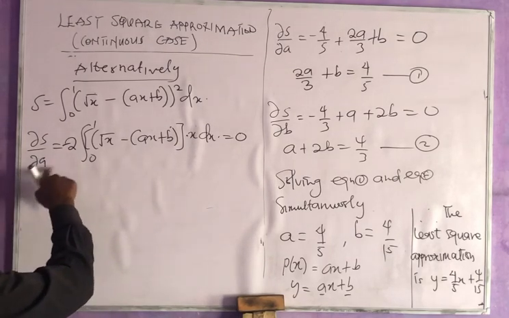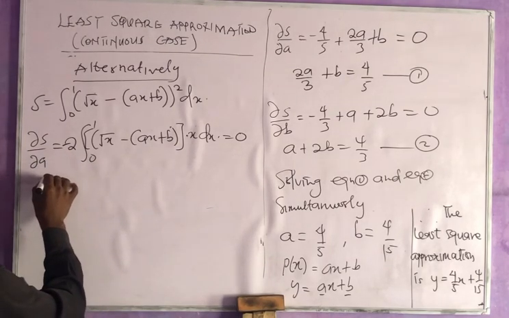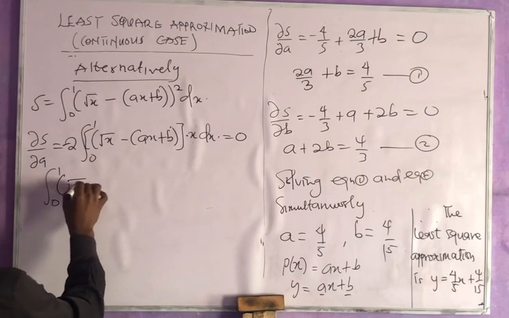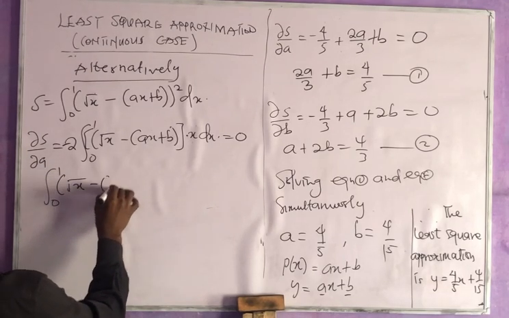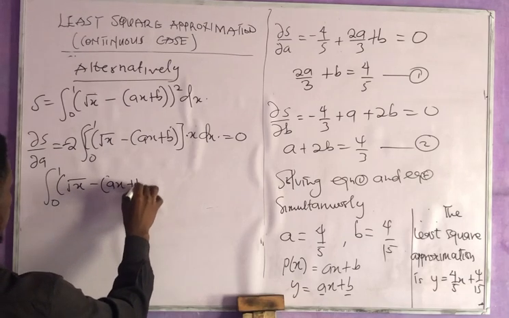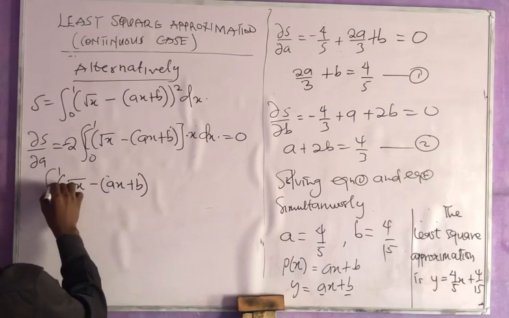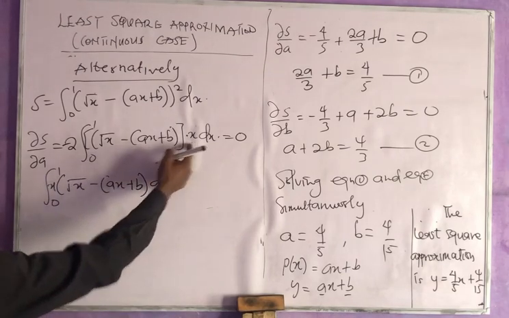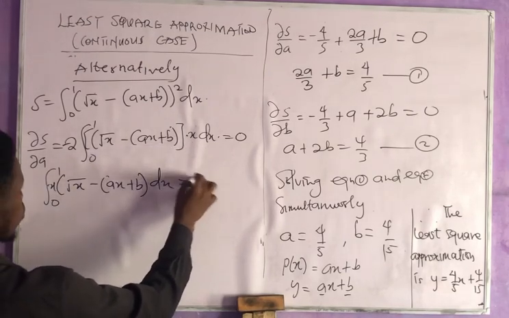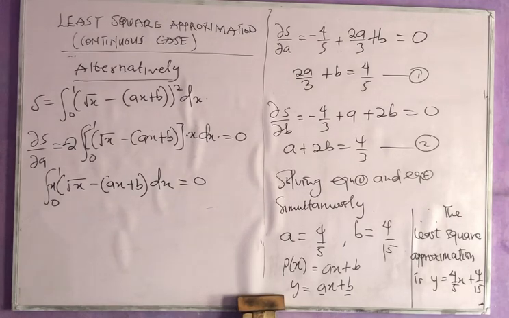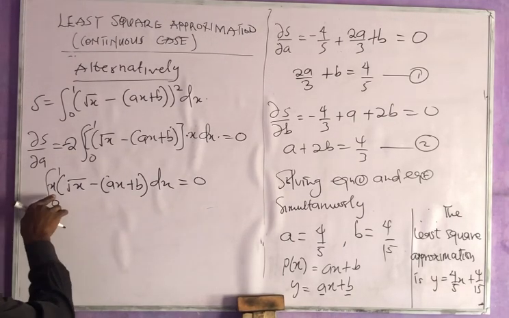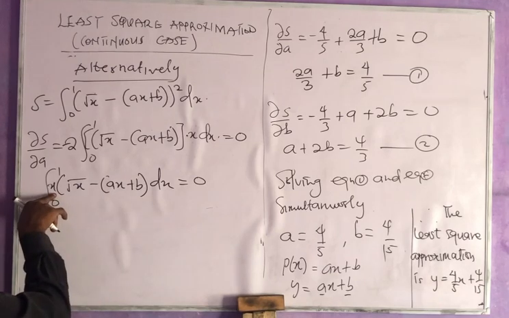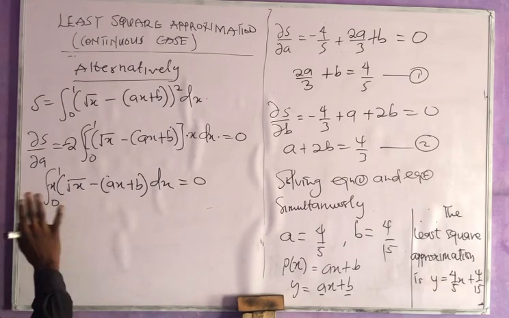I can divide through by negative 2. If I do that, it will leave me with the integral from 0 to 1 of x times (root x minus ax plus b) dx. You know, I can bring the x here, it's the same thing. It's equal to 0. At this particular point, I can multiply this x through, but let me leave it here and deal with the b.